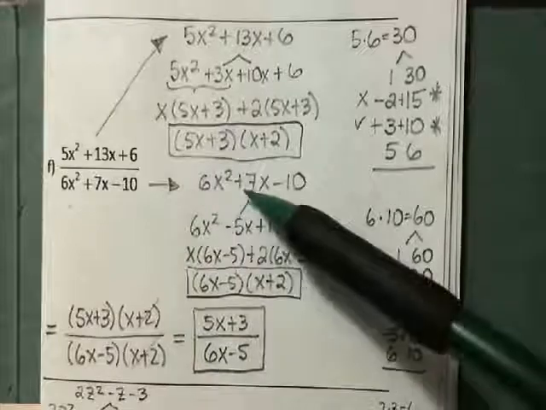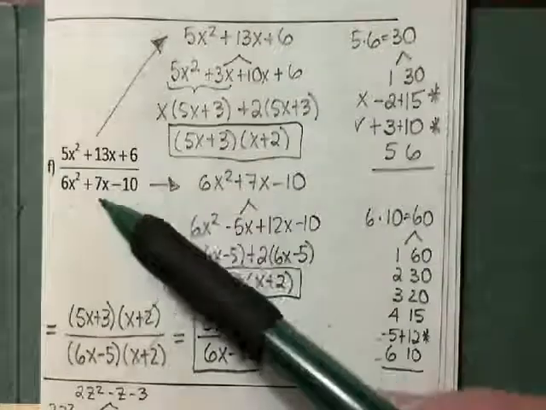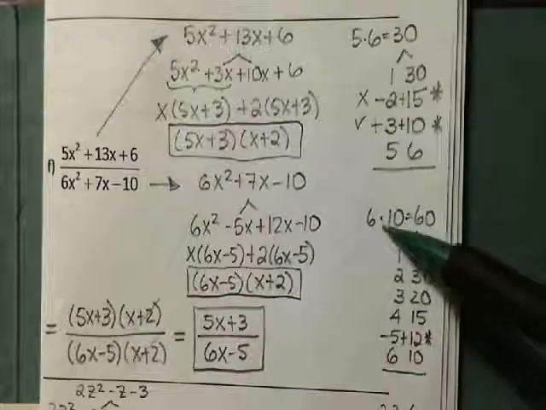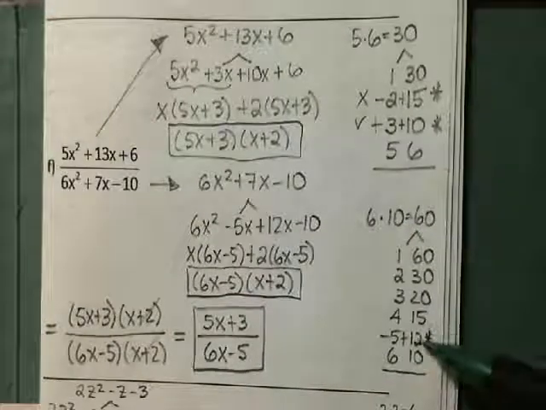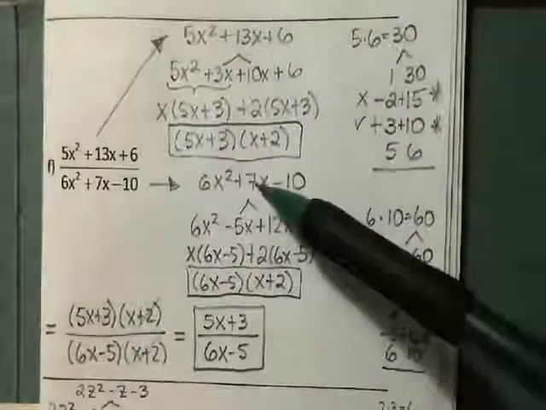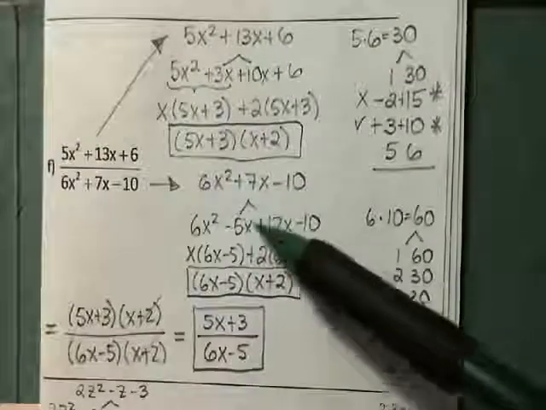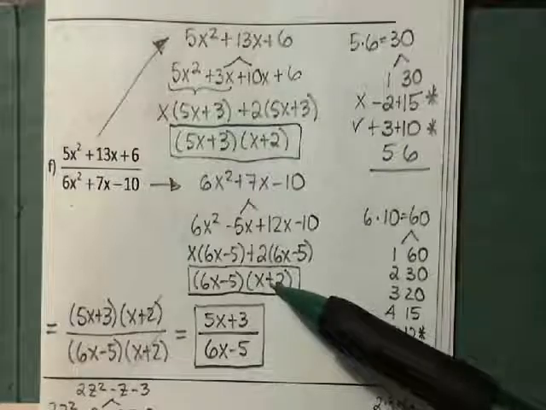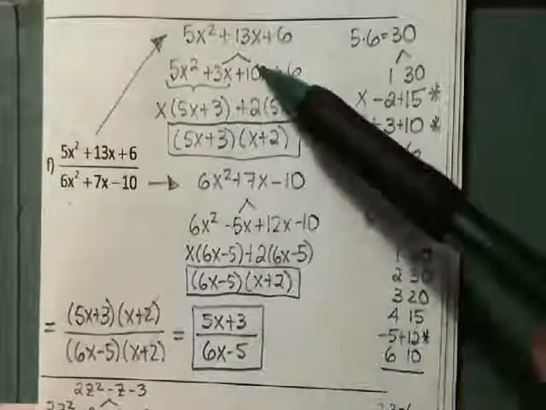Then I did the same thing for the next trinomial here on the denominator, and I did the calculations over here on the side, and I figured out that 12 and negative 5 would be the numbers that gave me a 7. So I broke that down, did the grouping, and that's my factorization. So I did all that work on the side.